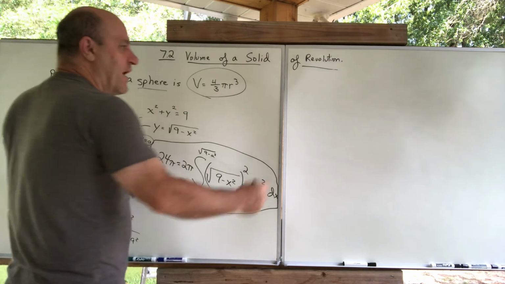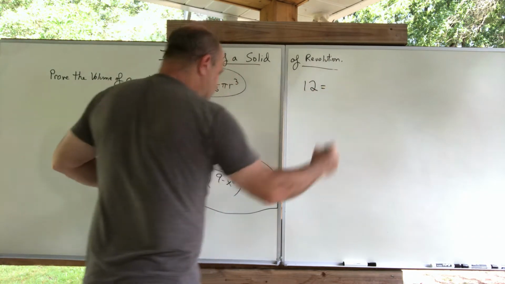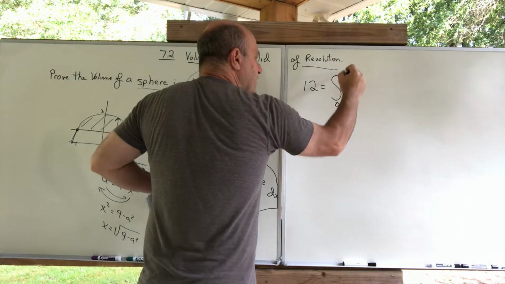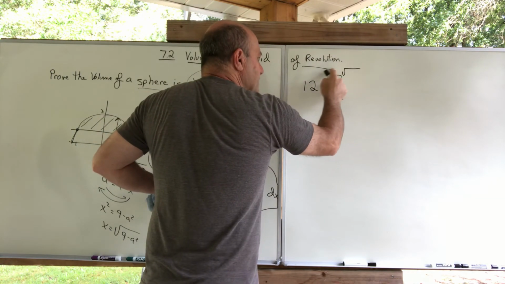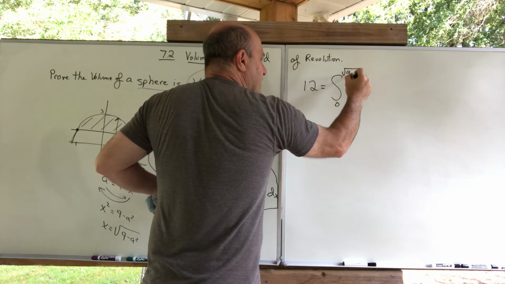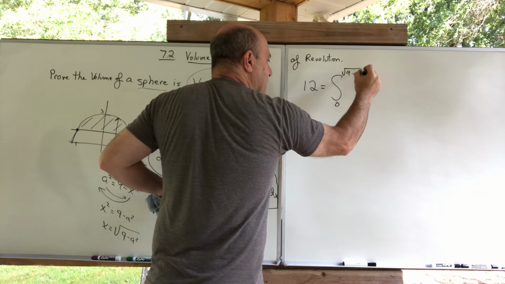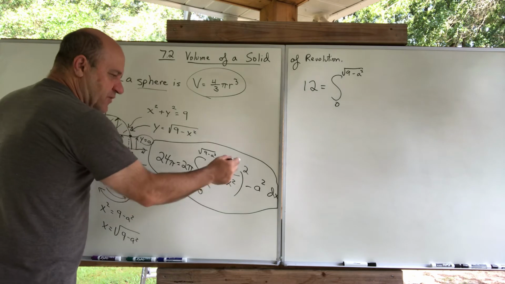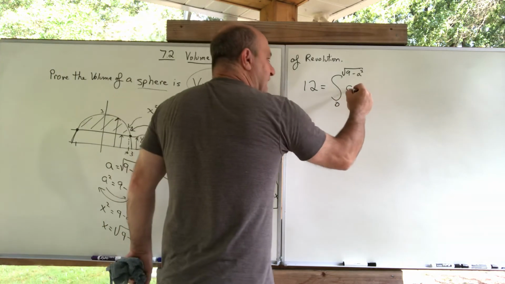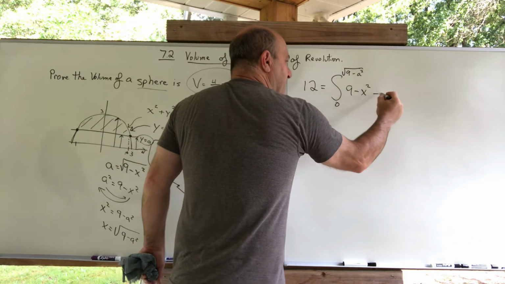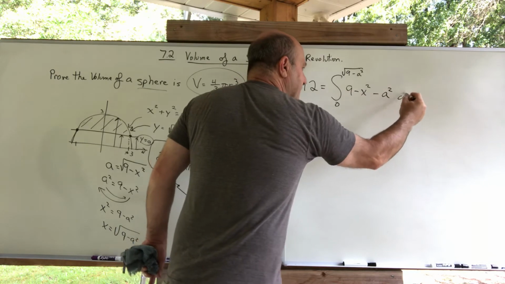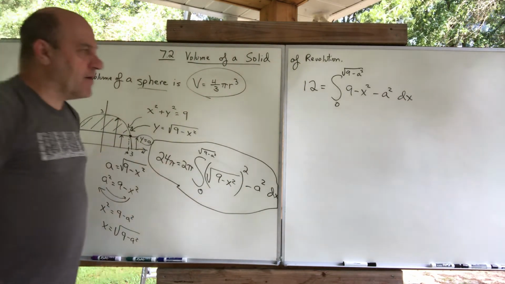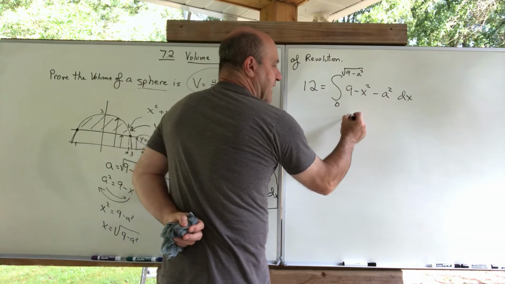That'll leave me a 12 over here equals the answer to this integral, which is the integral from 0 to the square root of 9 minus a squared. And then I'm going to integrate this. Now hang on, what is this? When I square that, it's a 9 minus x squared minus an a squared. And I'm integrating with respect to x. So here we go. Let's integrate with respect to x.